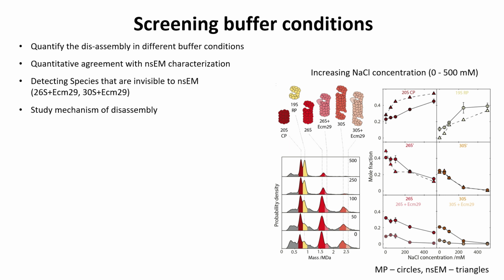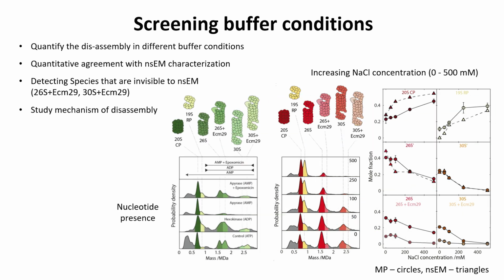And here you can see quite nicely that we can distinguish, quantify and study the mechanism of disassembly. You can see that first what disassembles is the complex with the ECM29, and only afterwards the complex without it disassembles. And this fits what we already know in literature. So here mass photometry provides you with added information that cannot be detected, or is hard to detect, in negative staining EM.